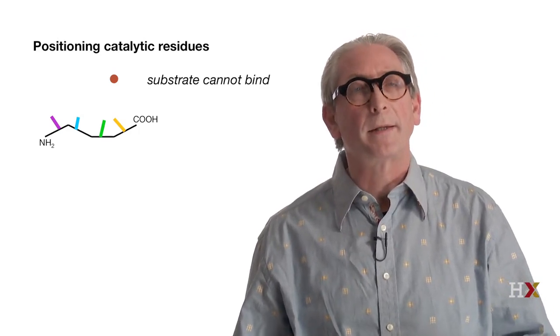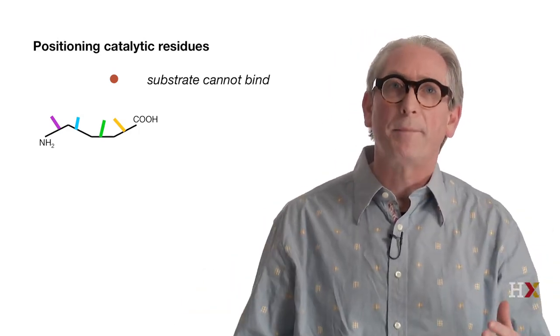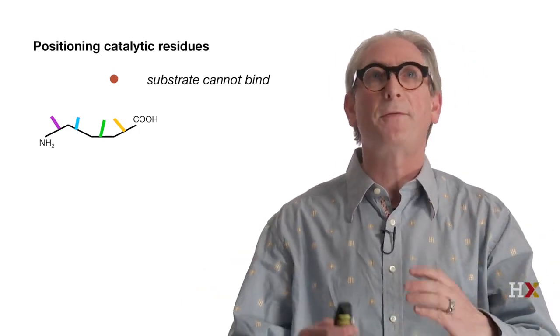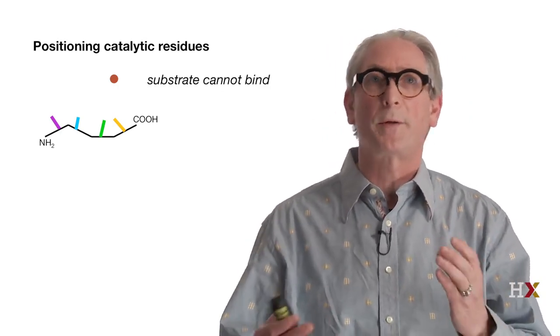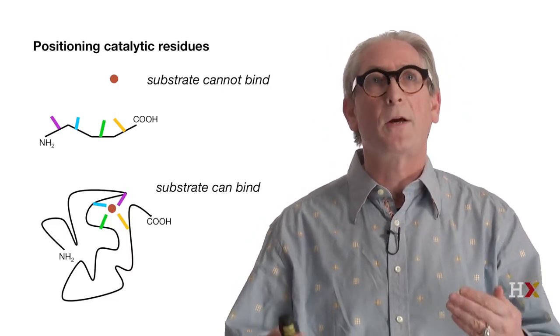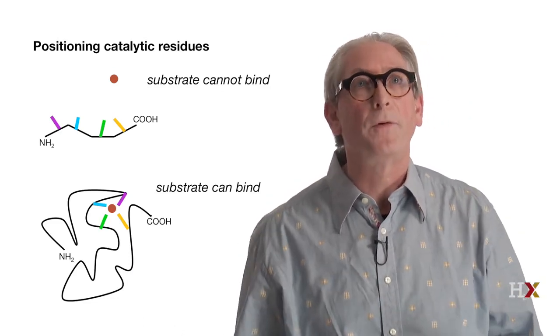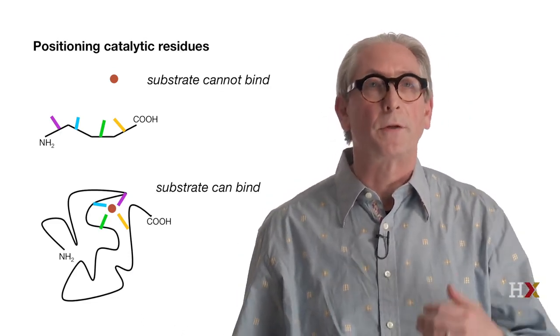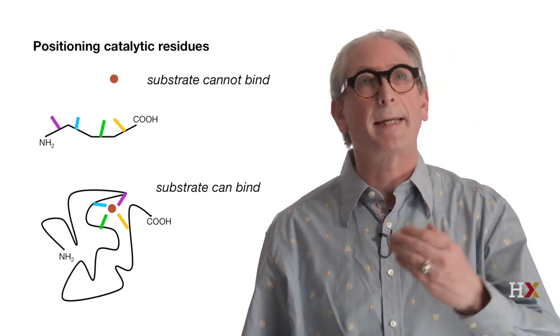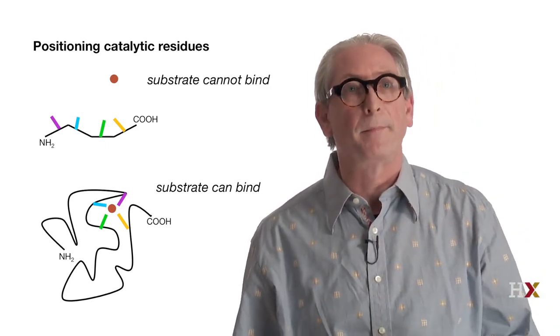In contrast, in a large polypeptide, the folding can easily form an active site where the substrate can bind and can contribute to the correct positioning in space of the reacting groups. So the substrate can bind and catalysis is facilitated.